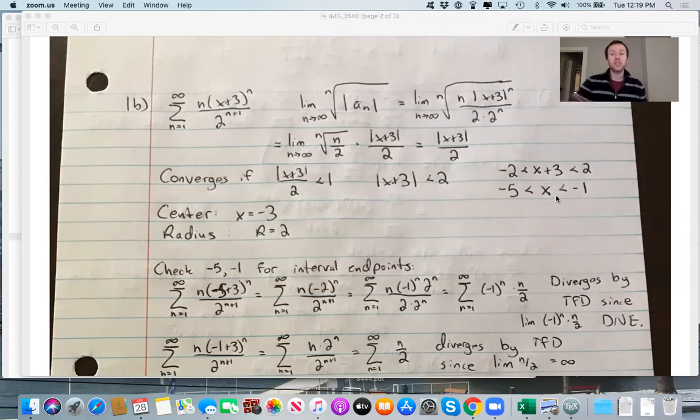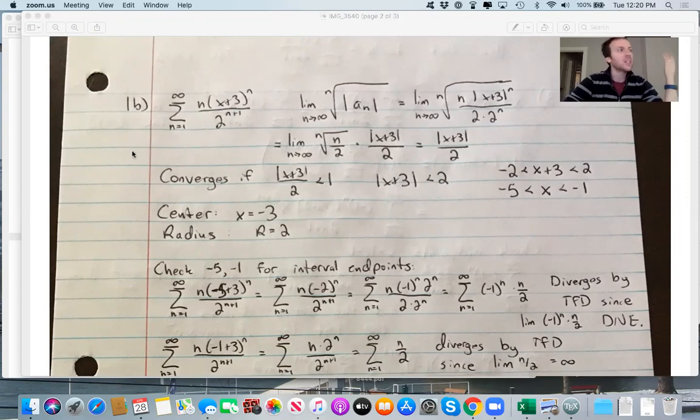But what you also need to check is, do we include the endpoints or not? So we know our interval is going to look like -5 to -1, but you don't know, do you have round brackets, do you have square brackets, because you don't know if you include those or not. So we actually have to take these two specific numbers, put them into this series, and then really check what happens.